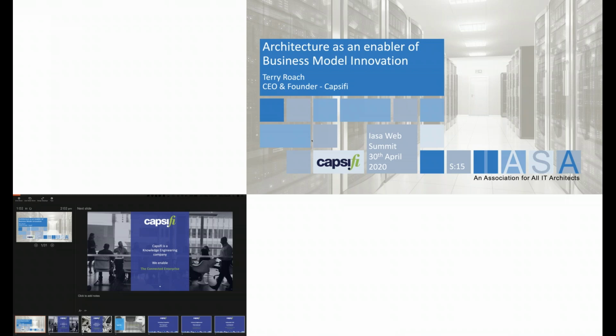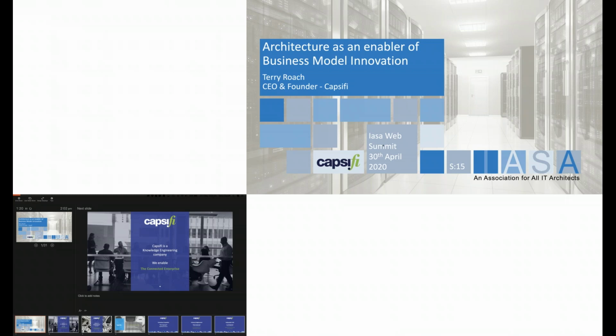My topic is around the use of architecture as an enabler for business model innovation. This is a topic that's very near and dear to our hearts. Before I get into that, I'll just say a couple of words about myself and Capsify, who we are.